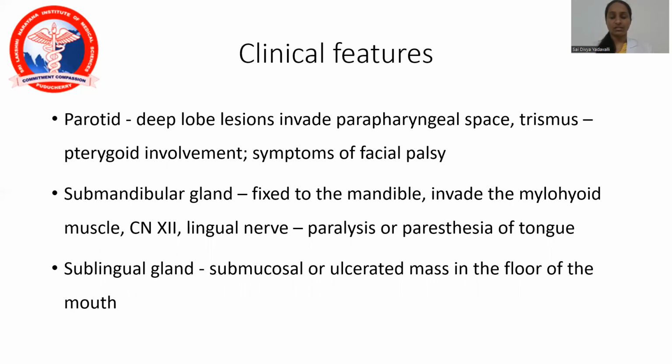In the parotid gland, tumors that arise in the deep lobe invade the parapharyngeal space. They produce trismus because of pterygoid involvement and can also produce symptoms of facial palsy. Tumors of the submandibular gland may be fixed to the mandible. They may invade the mylohyoid muscle, the 12th cranial nerve, and the lingual nerve, and produce paralysis or paresthesias of the tongue. The sublingual gland tumors may present as a submucosal or ulcerated mass in the floor of the mouth.